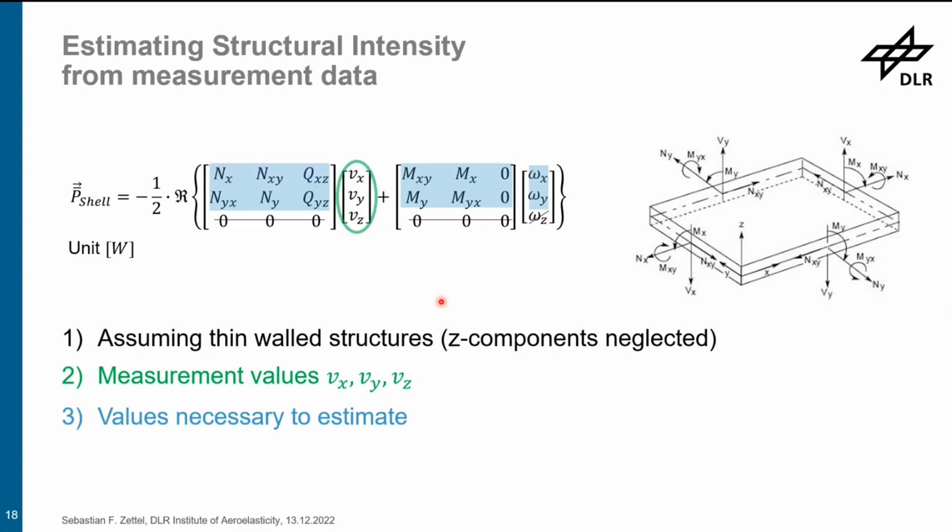So in the end, we end up with these blue indicated values, which we need to estimate in order to calculate the power flow in structures, because we have only given the green measurement values.